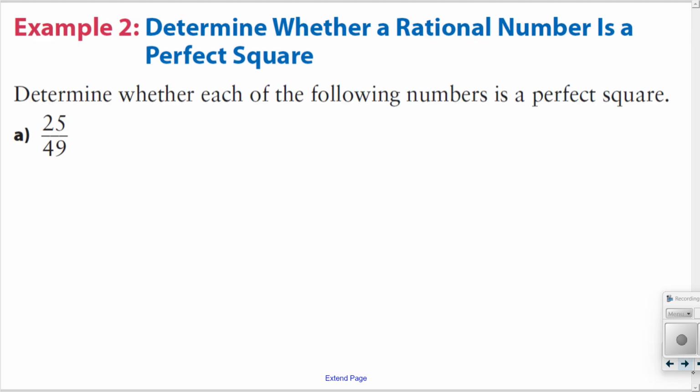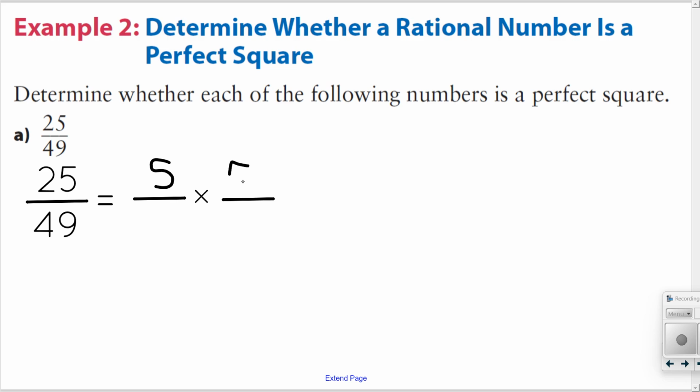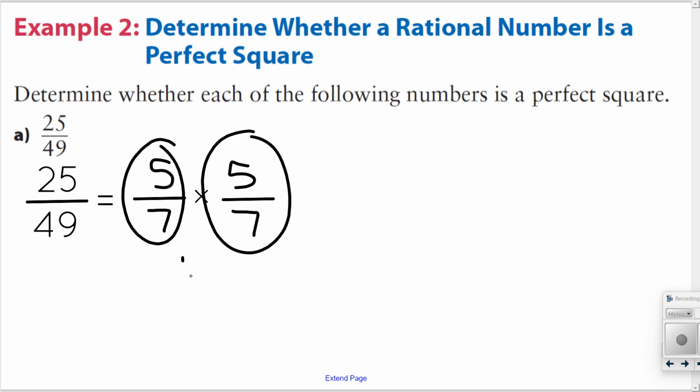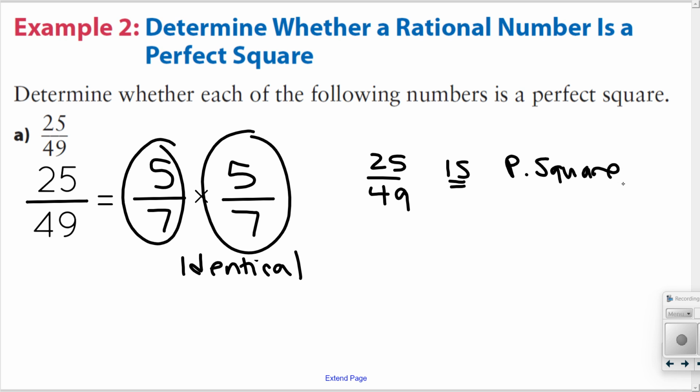So let's try an example. I want to determine whether 25 over 49 is a perfect square. What I want to know is, can I write the numerator and denominator as the product of two identical factors? 25 I know is 5 times 5. 49 I know is 7 times 7. So since these factors are identical, that means that 25 over 49 is a perfect square.